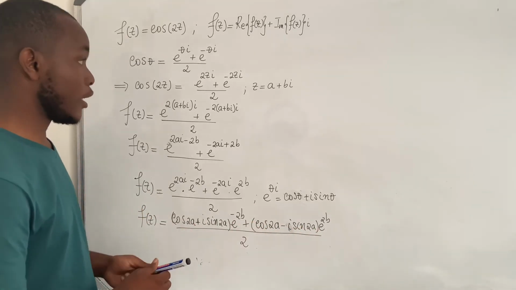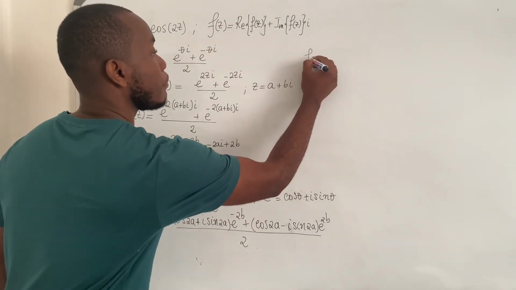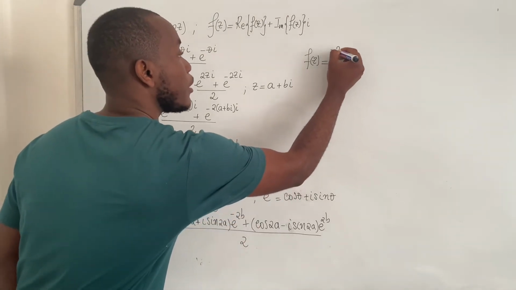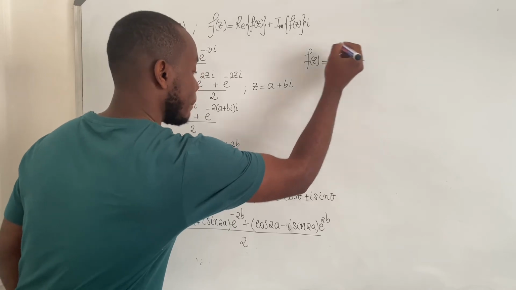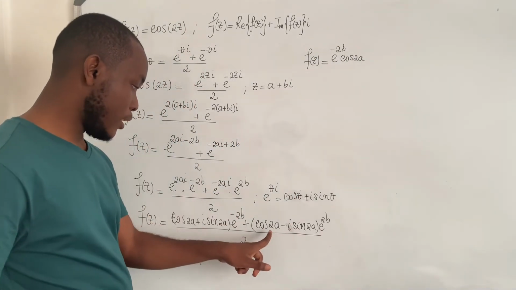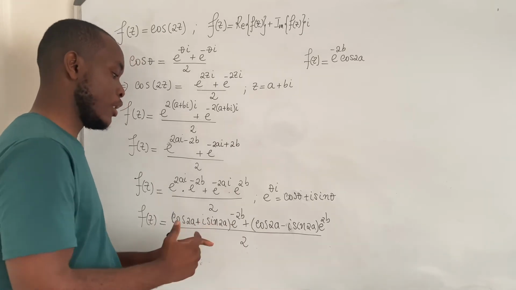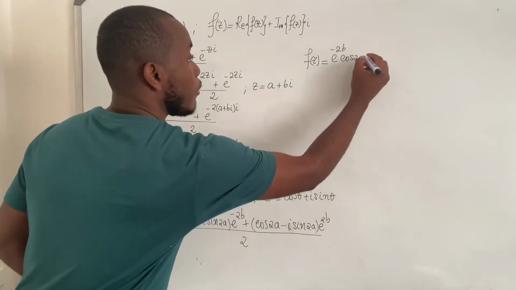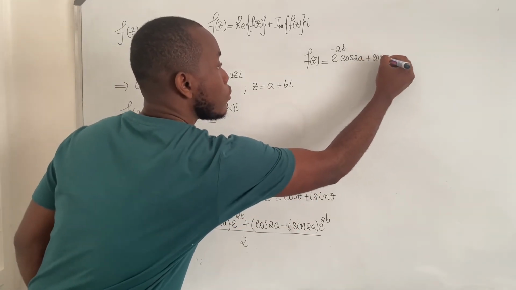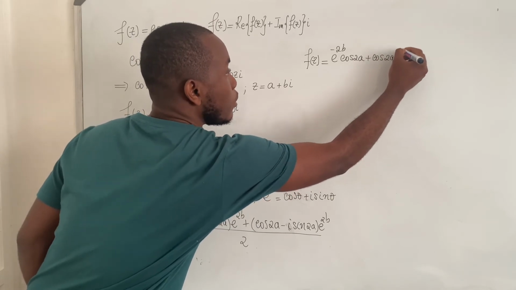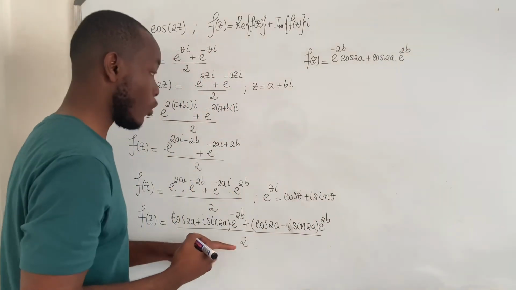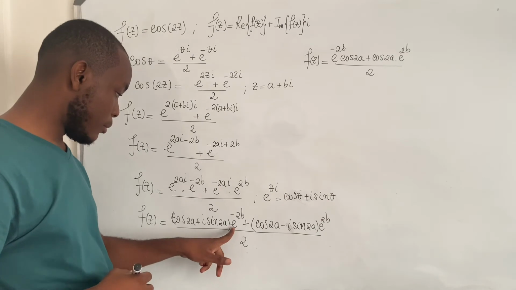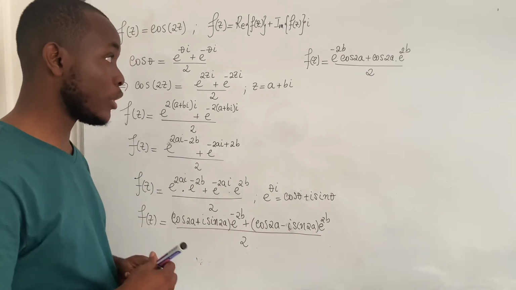Okay, doing that, f of z is going to be equal to, when it multiplies here, e to the power minus 2b cos of 2a. And then when it multiplies this expression also, why not here first? Because here there is an imaginary number, so I will work with the imaginary number. So this multiplies this expression. We have here plus cos of 2a times e to the power 2b, over 2. That's the real part that we have. Now this multiplies here and this multiplies here so that we get the imaginary part.